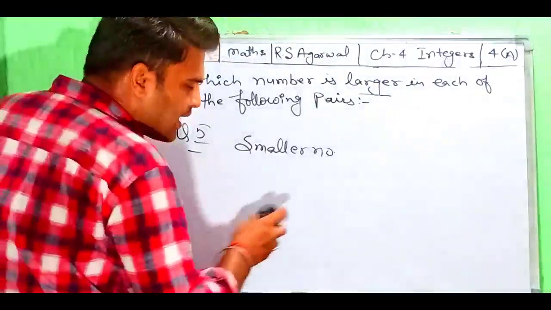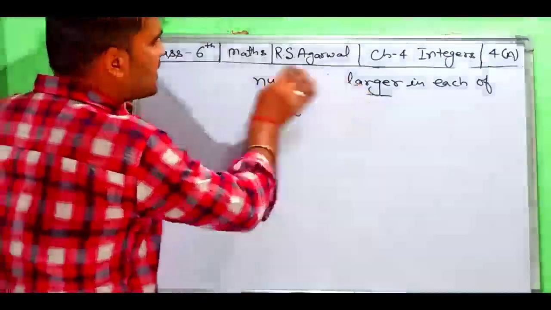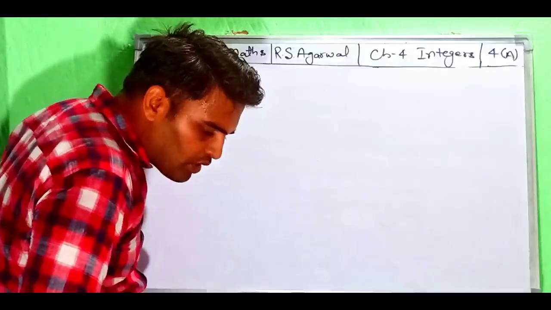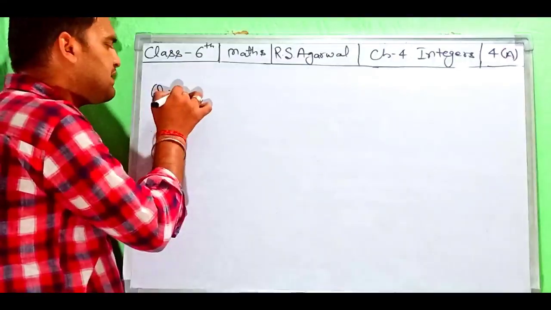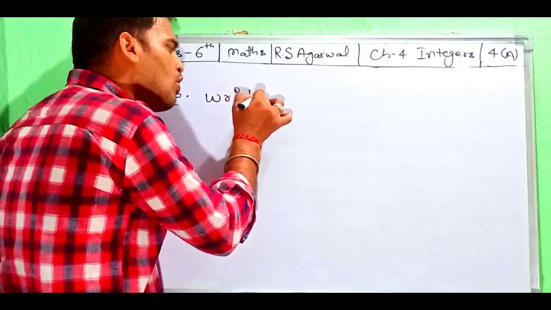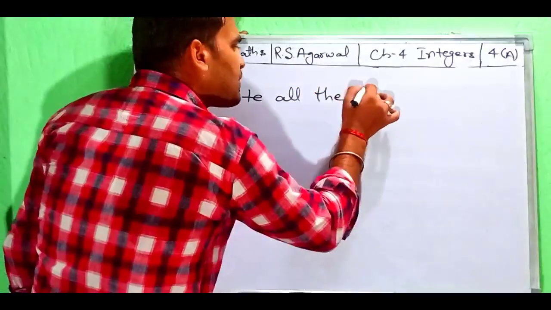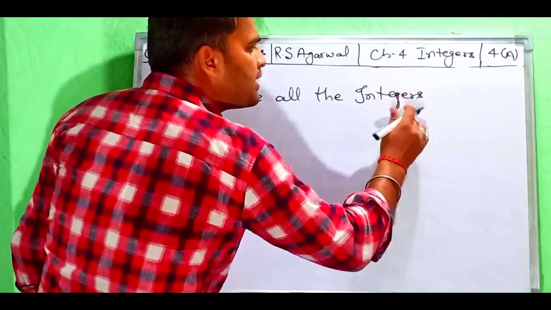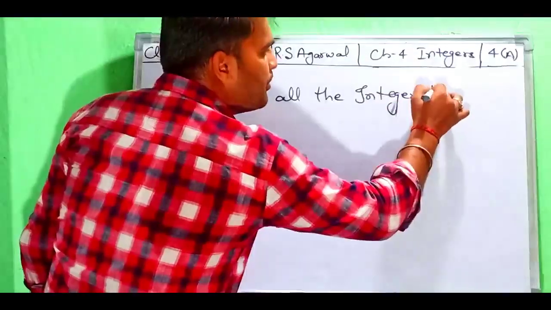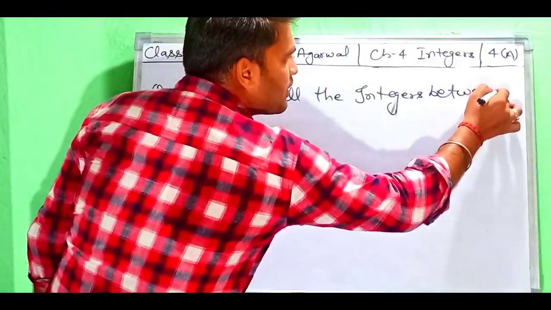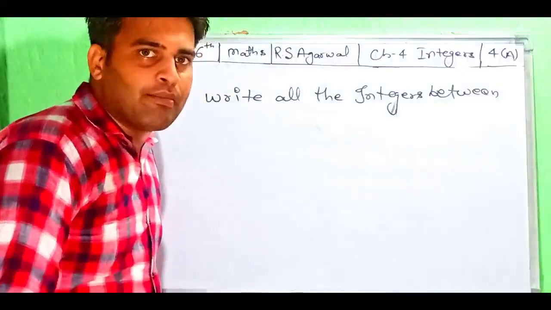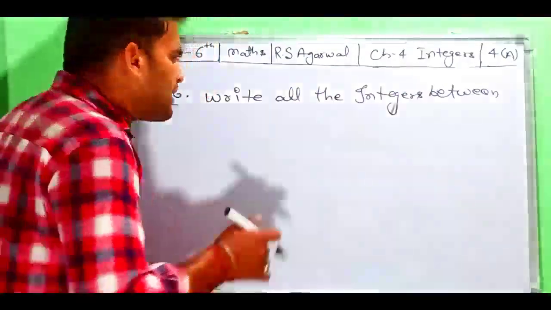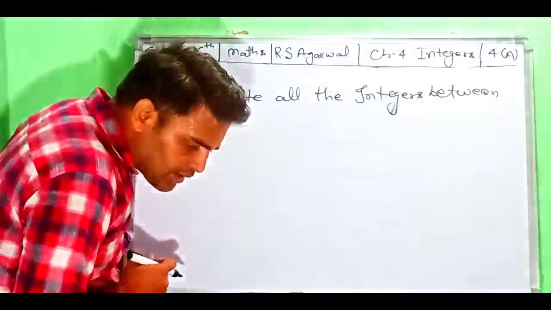Now we have to move to the sixth question. Look, student, the sixth question says write all the integers between. We have some pairs of numbers and we have to write all the integers between each pair. Okay, then look, the first pair is 0 and 6.